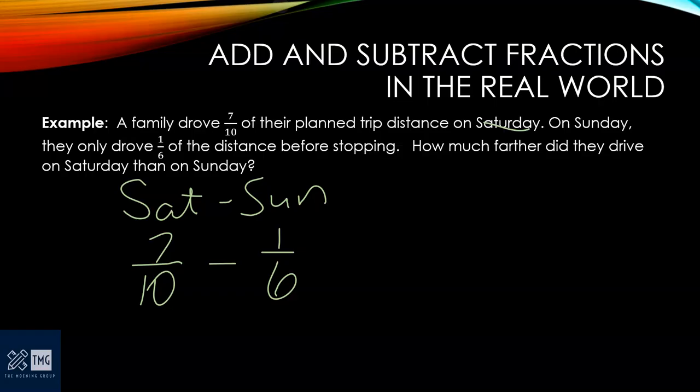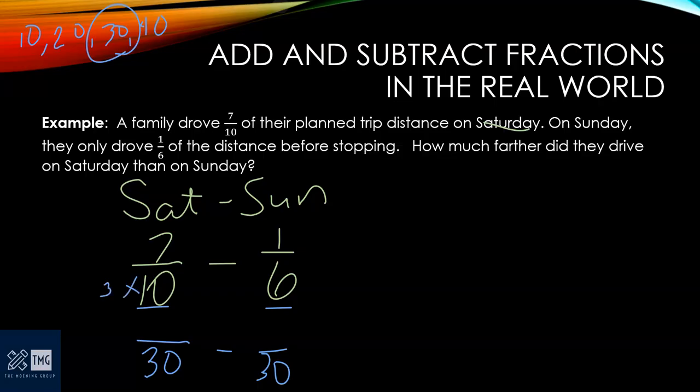We want to know how much further, that's the difference between them. And we know to subtract fractions, we must have common denominators. So when I look at 10 and 6, what number do they both go into? If I think about 10, my multiples of 10 are 10, 20, 30, 40. I can see quickly both 10 and 6 go into 30. So I'm going to change my two fractions to have a denominator of 30. In the left fraction, 10 times 3 is 30, so 7 times 3 is 21. 6 times 5 is 30, so the numerator is 1 times 5.